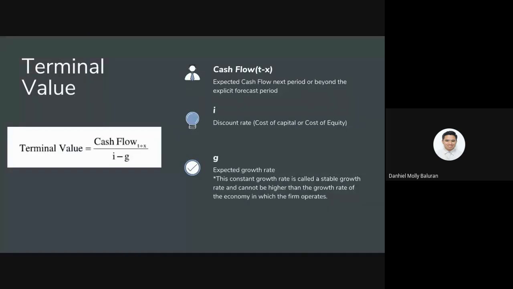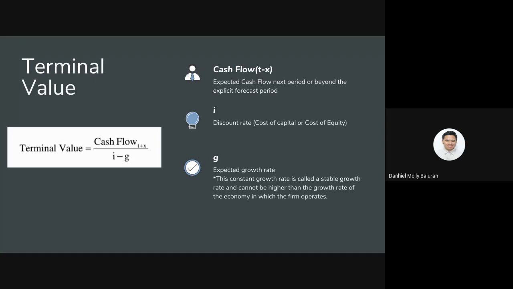So in the next slide, we can see here the formula for terminal value. Terminal value is equal to your cash flow divided by the difference of I and G. So cash flow, T plus X, I'm sorry, that's plus. I'm wrong, typo right there. Plus na siya guys, plus. Your cash flow, T plus X, is your expected cash flow beyond the explicit forecast period. So let's say the company forecasted its earnings up to 10 years lang, 10 years or 15 years. So the year or years after that, that is now your terminal value.